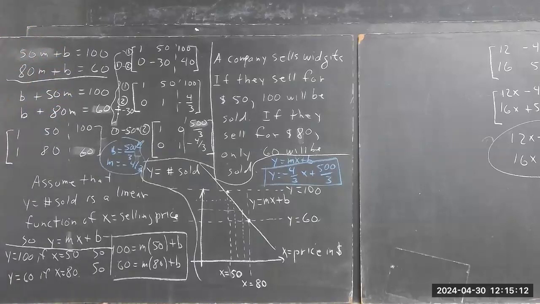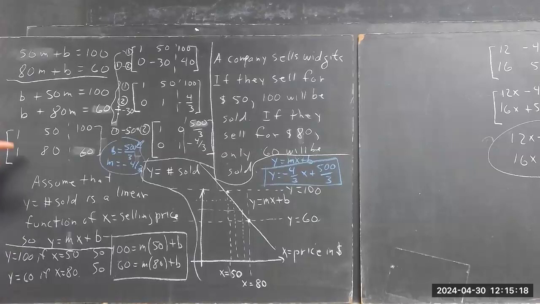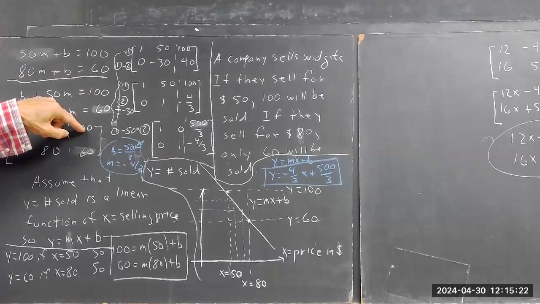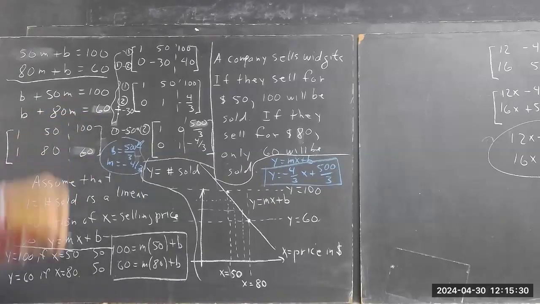Okay. If I put B first, then this can be represented by the augmented matrix 1, 50, 100. Just like this was an X and this was a Y, but it's a B and an M right now. And 1, 80, 60. Right there's my matrix. Okay. Then I row reduce the matrix.